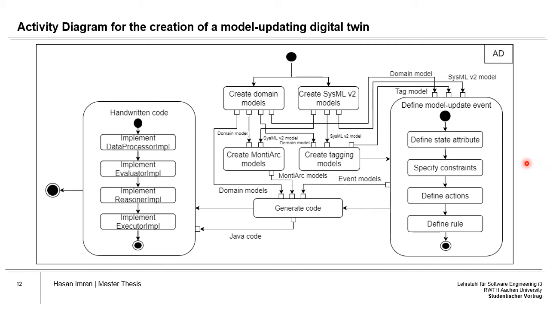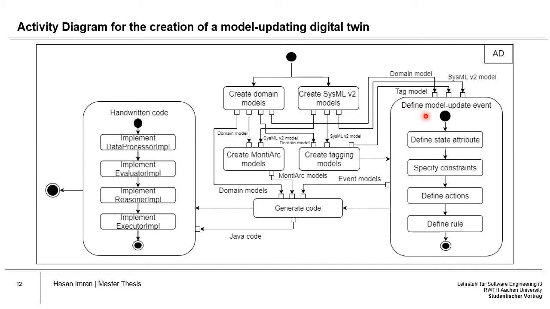This is the activity diagram which shows the creation of a model updating digital twin. Here, firstly, you have to have the domain models and the SysML v2 models. Once you have these two, you then create Monty-Arc models using the domain models and the SysML models, and you create the tagging models using the domain models and the SysML v2 models. The Monty-Arc models would then be used to generate code for the digital twin. It would also require the domain models for this, and the tagging models would be used to create the events.